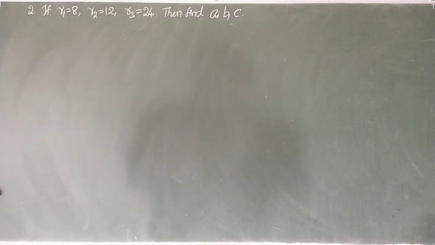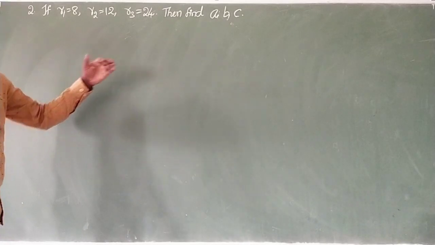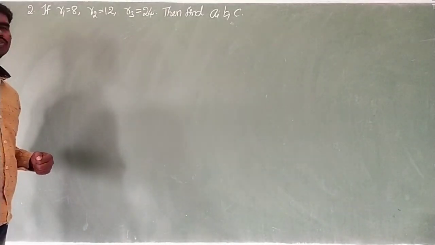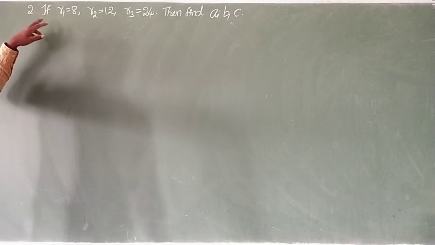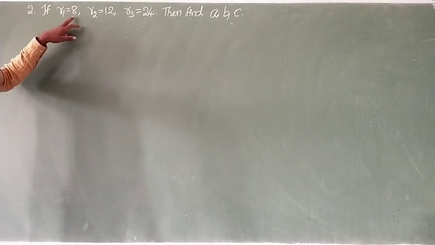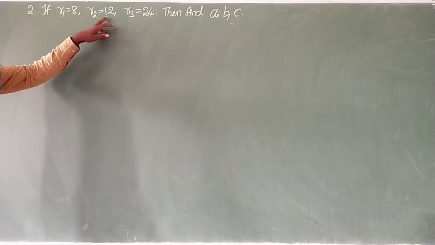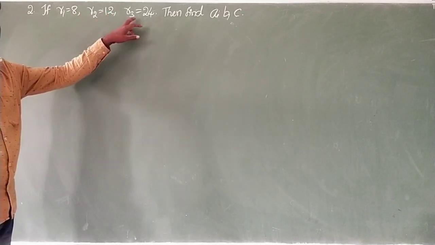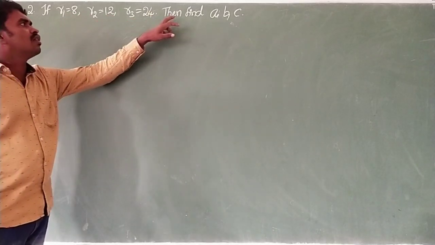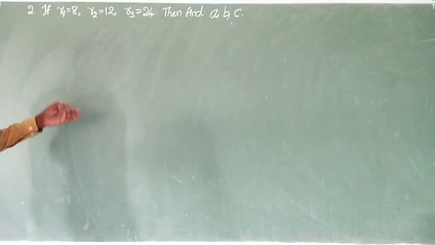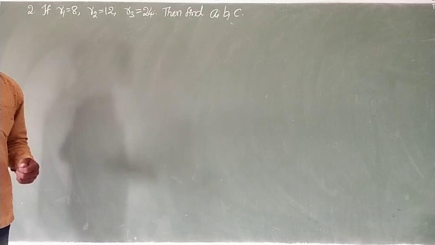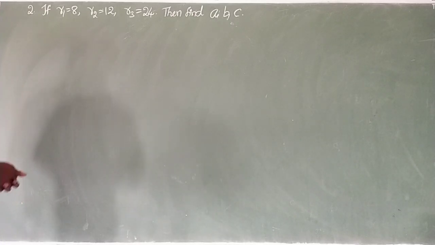Now see the second problem. It is quite opposite to the first problem, but we can use the same formulas in this problem. If small r1 equals 8, r2 is equal to 12, r3 is equal to 24, then find small a, small b, small c. Listen carefully. I will give you a third question for your practice or homework, whatever you feel.